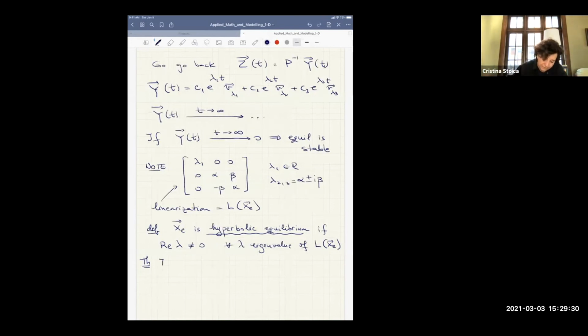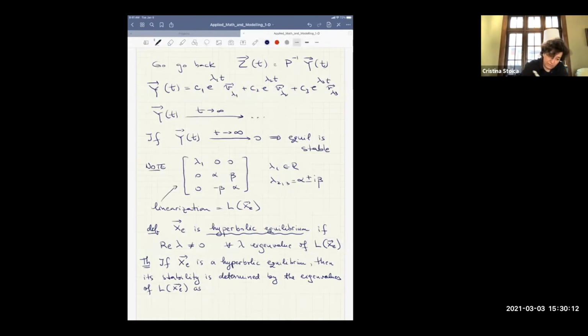So if XE is a hyperbolic equilibrium, then its stability is determined by the eigenvalues of L of XE as follows. Okay, so actually we have the result.